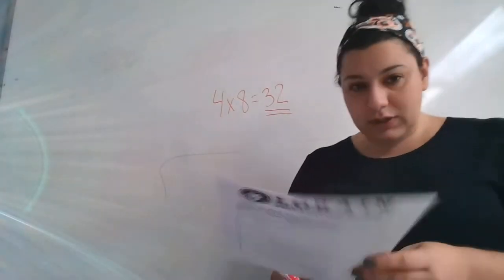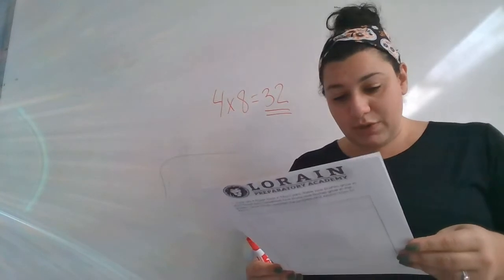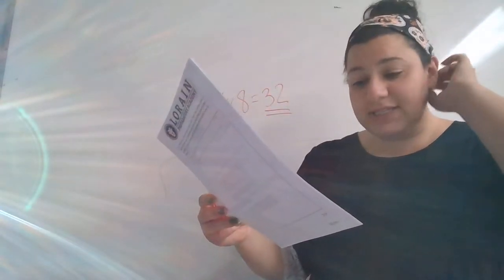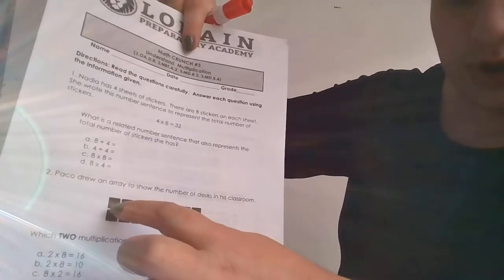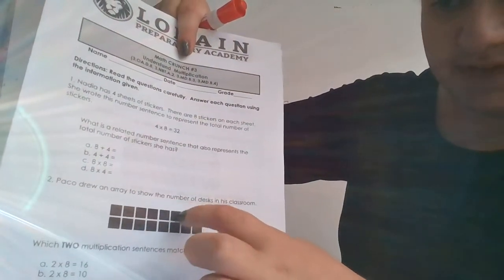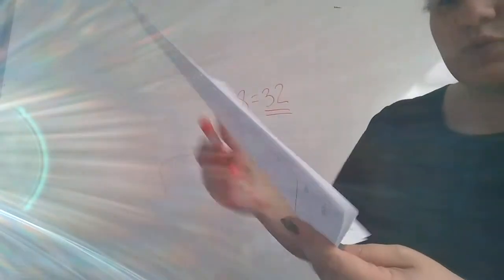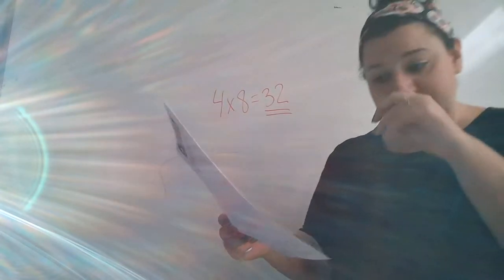Number 2. Papo drew an array to show the number of desks in his classroom. And he drew these boxes. Which 2 multiplication sentences match the array? So what you're going to want to do is count them. You have 1, 2, 3, 4, 5, 6, 7, 8 going across, and 1, 2 going down. So the numbers that we're looking at are 8 and 2. Okay, so which 2 multiplication sentences match the array?